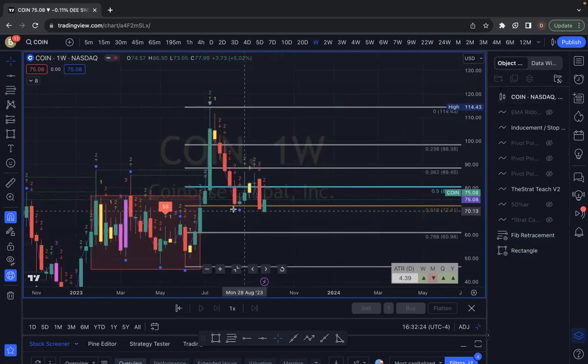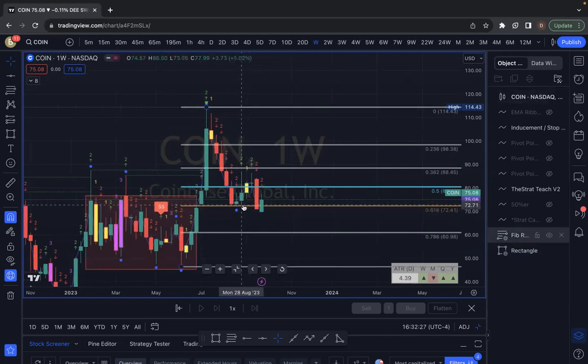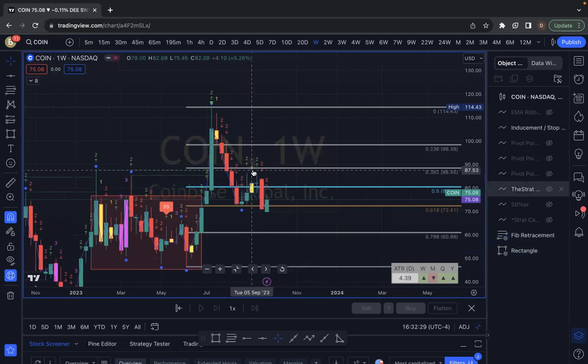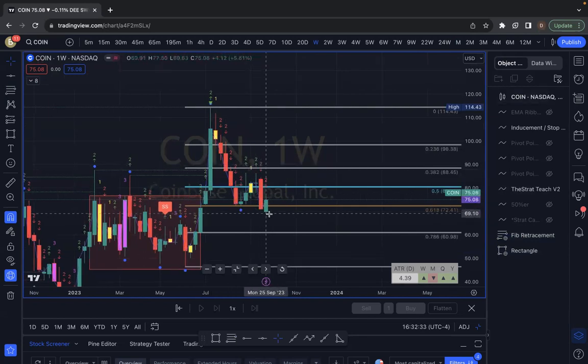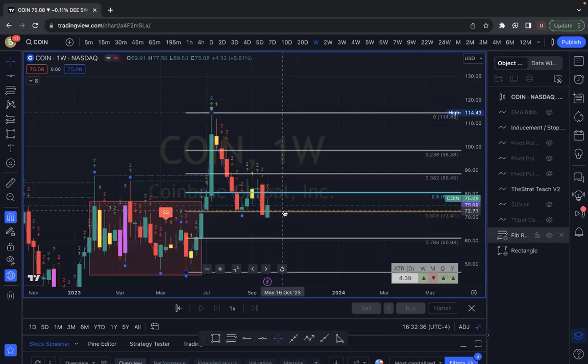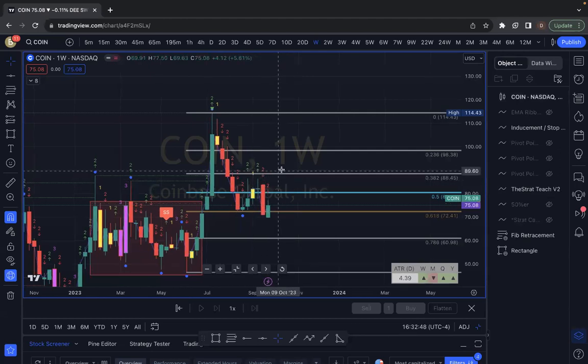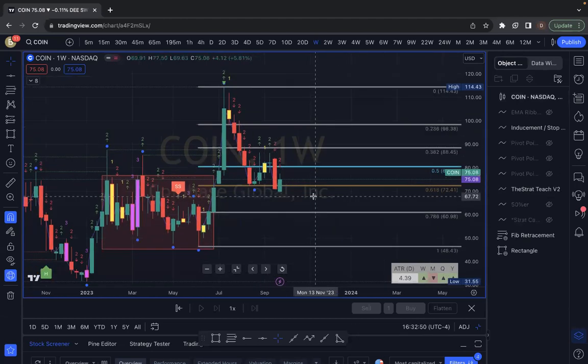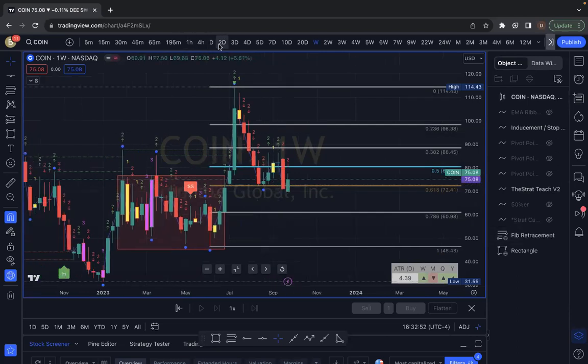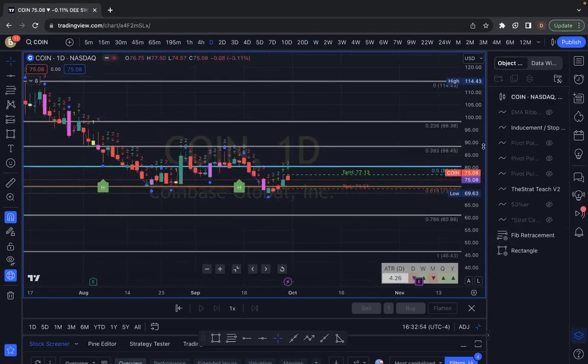So we came to the 618. We tested it once, twice, really three times on a smaller time frame. It tested it again, it went up, it made a lower low, right? What we would look for is coin to have a bounce off the 618. We will want it to take out this high in this little range right here and continue up. But we are at a 618 area, which could be a good point of interest.